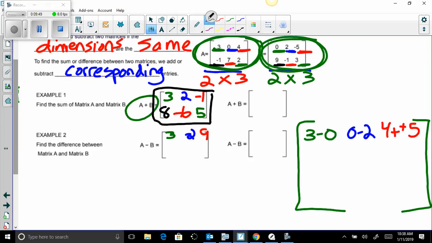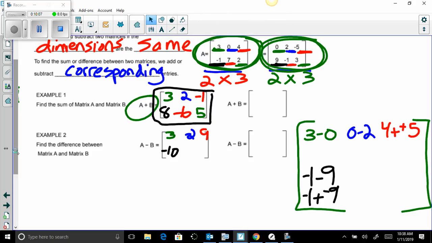Let's go to the next row. -1 minus 9. If I'm subtracting with a negative, I keep, change, change. Negative 1 plus negative 9 is negative 10. 7 minus 1. Ooh, be careful. I just made a mistake there. 7 minus negative 1. What's going to happen there? A double negative becomes a positive. So 7 plus 1 is 8.